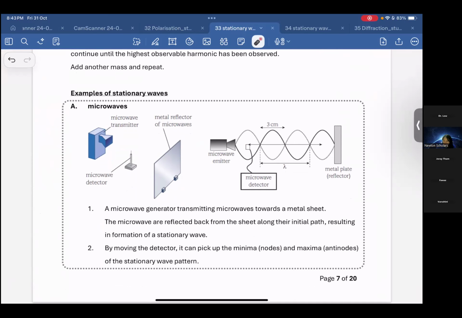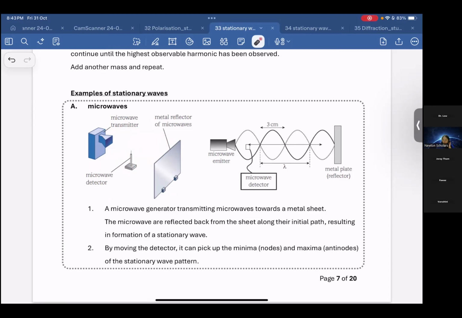They will transmit the microwave. It will reflect. When they reflect, they will superpose. When they superpose, they adjust until a certain frequency, and they are able to get this stationary wave. They adjust the frequency until the incident wave and the reflected wave are in opposite directions and having the same amplitude. Then at this moment, we can produce the standing wave pattern.